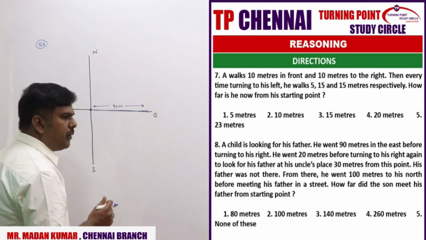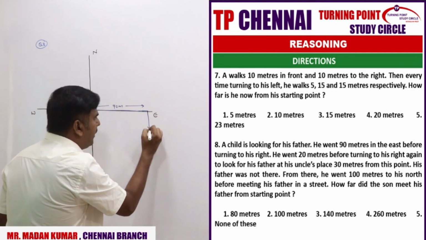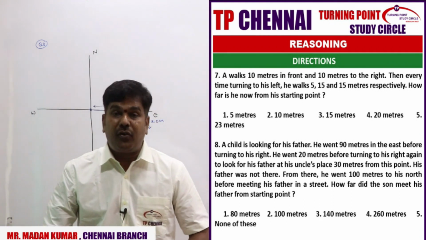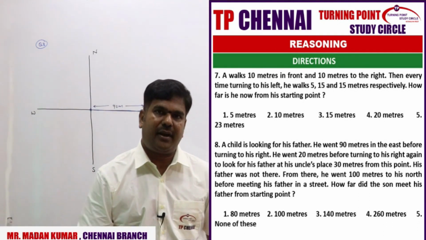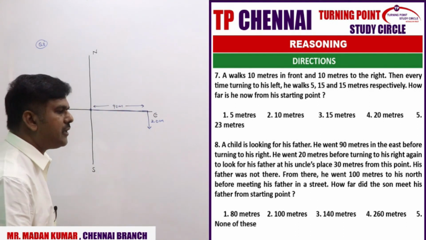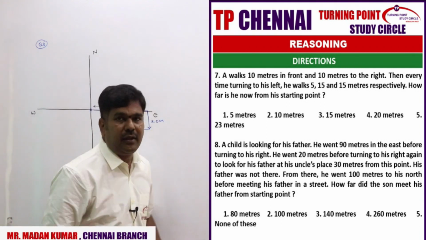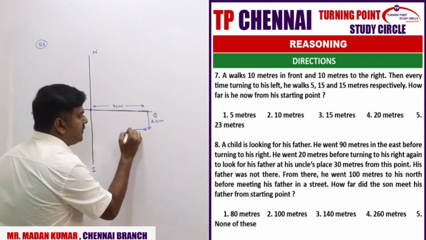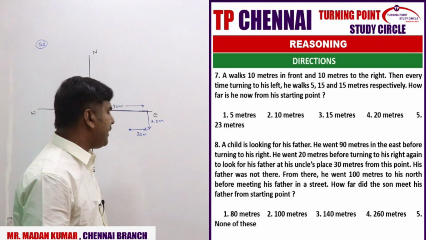Turning to his right, he went 20 meters before turning to his right again. After turning right, how much did he travel? 20 meters towards south. Before turning to his right again, which is the right? West direction, right? To look for his father at his uncle's place 30 meters from this point. So how much did he come here? 30 meters. After turning right again, this is west direction. He came 30 meters to look for his father at his uncle's place.